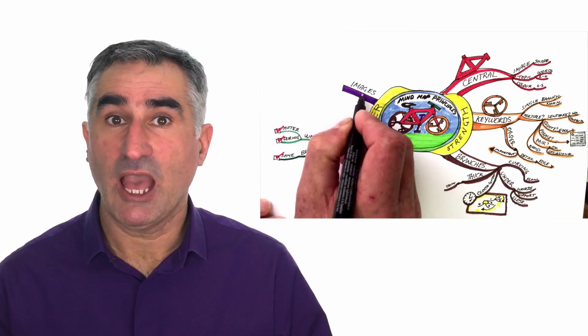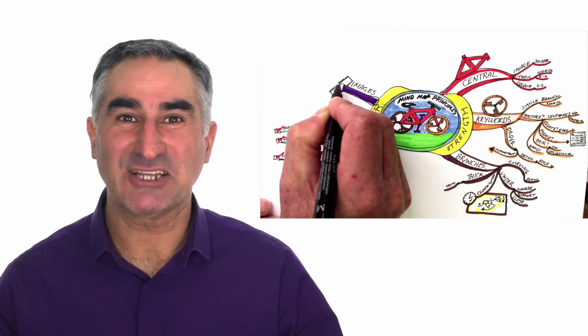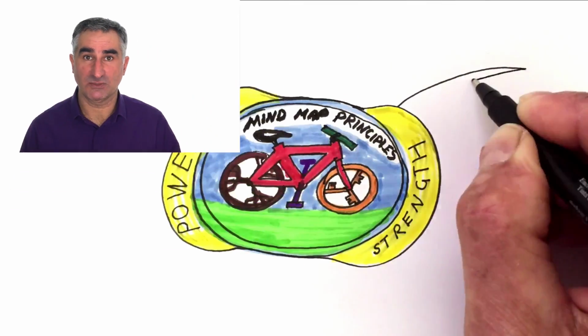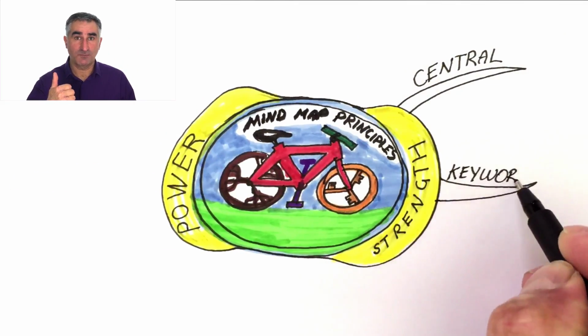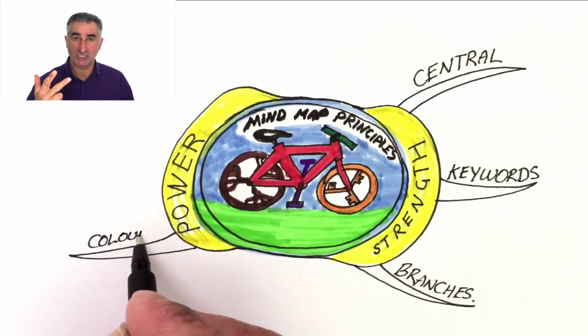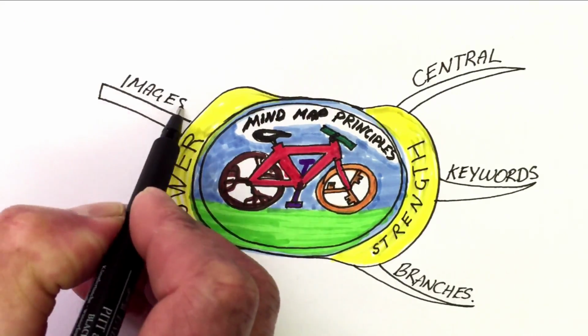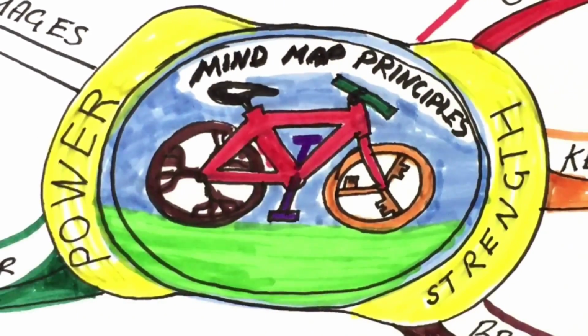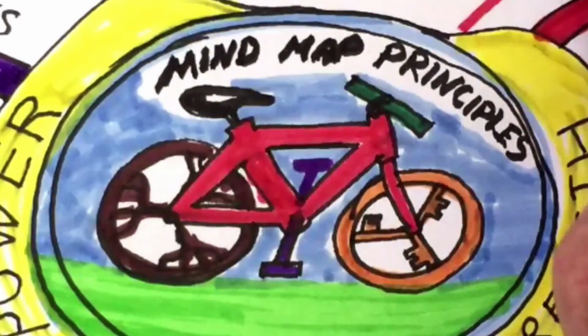I'm going to show you how to mind map. It's a quick start overview of how to mind map with 5 main principles: central image, keywords, curving branches, color, and images. I've got a little bike here, and I'm using the bike as a little image to understand mind mapping.